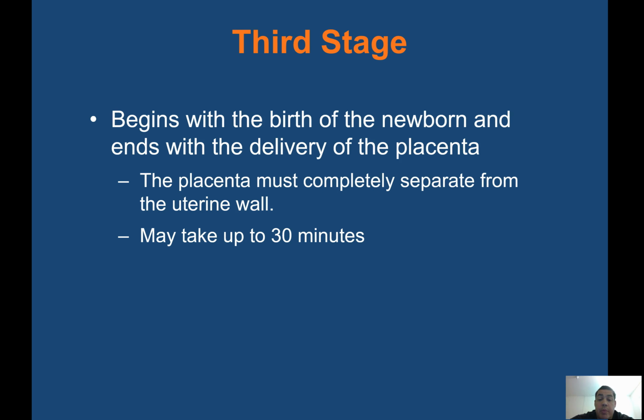Third stage begins with the birth of the newborn and ends with the delivery of the placenta. The placenta must completely separate from the uterine wall. It may take up to 30 minutes, so be aware of this. If the placenta hasn't been delivered after a few minutes, it might still come out later. Take the placenta with you as well. The doctor is going to want to look at that.